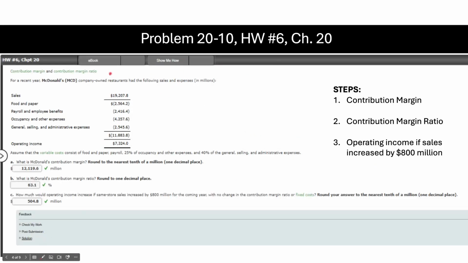And now we're here at the problem, where we have a situation with McDonald's. We're given the sales, which represents the revenue, and we're given four different costs. What the question is asking us is to find contribution margin, contribution margin ratio, and the operating income if sales increase by 800 million.